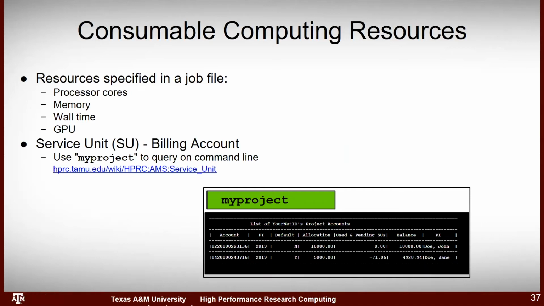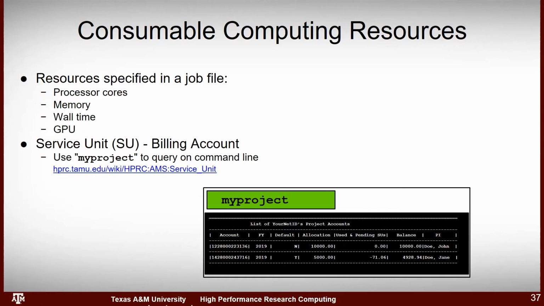I said that the batch manager parameters are resources that you're requesting. So what type of resources do you need? You need to request how many processor cores, how much memory, and wall time. That's, at the end of this amount of time, kill my job. If you don't have that, then your job could run forever, and that's not okay.